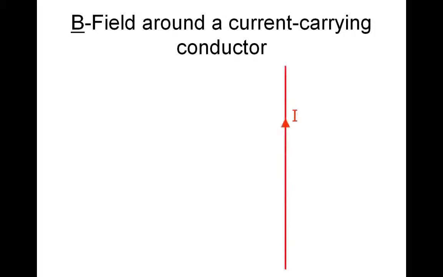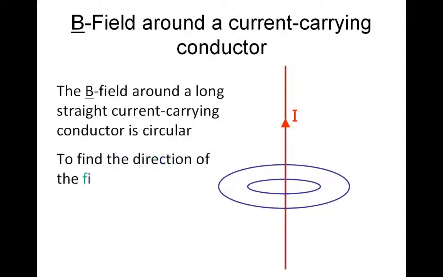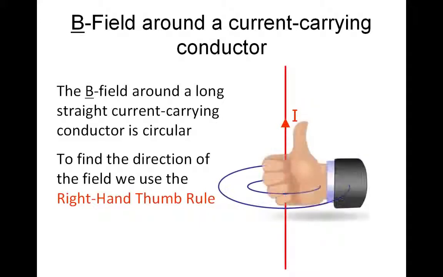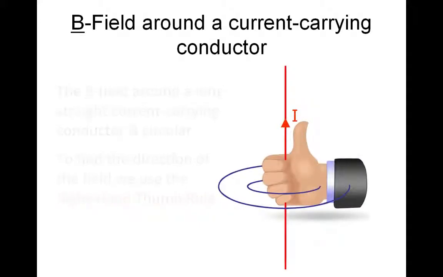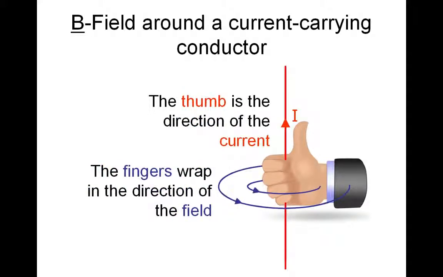Looking at the magnetic field around a current carrying conductor, we get these nice circles. And to work out the direction of the field, we need to use the right-hand thumb rule. The thumb is in the direction of the current, and your fingers wrap in the direction of the field. So in this case, we have an anti-clockwise field.